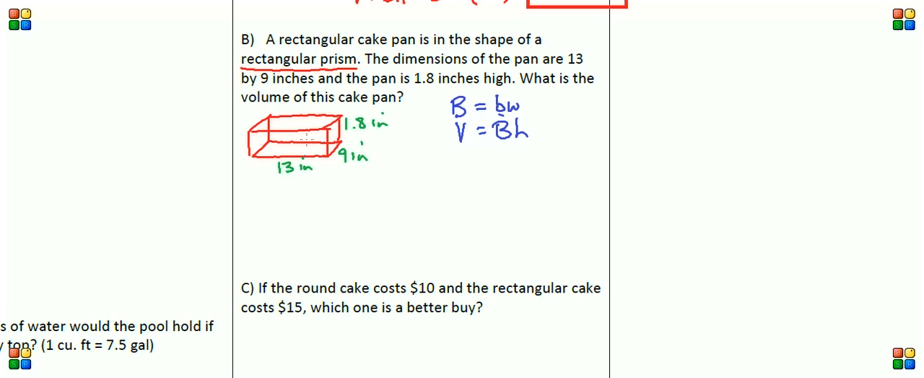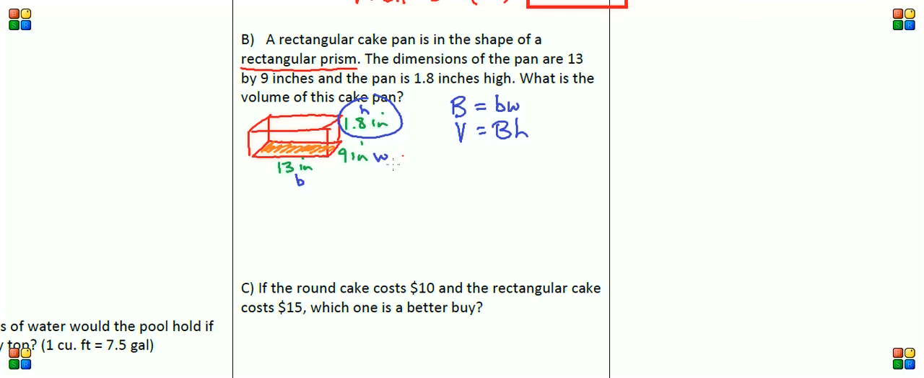Let's go ahead and label our letters on this diagram. 13 inches, we'll treat that as lowercase b. 9 inches is lowercase w. Forgot to do this, but let's go ahead and shade our base so we know those are the dimensions of our base. And that leaves the height as our final measurement. That's not an edge of our base. That becomes our height.